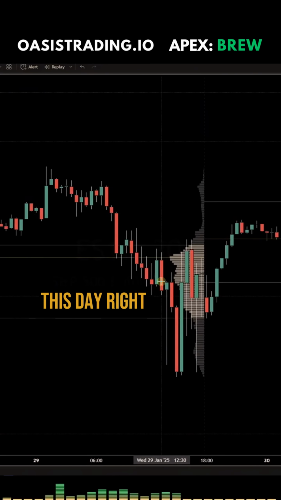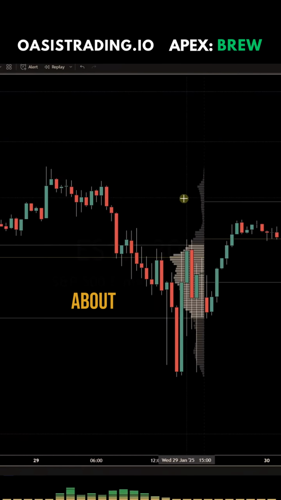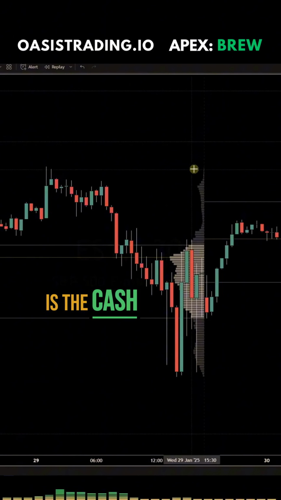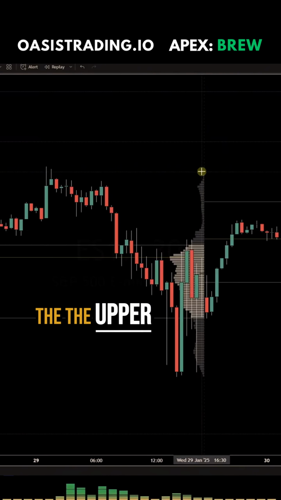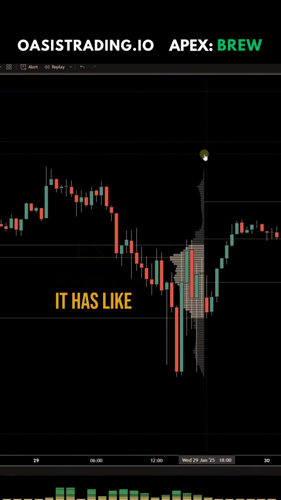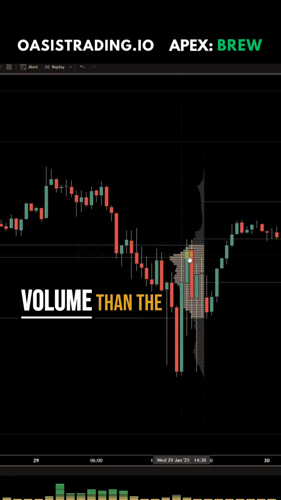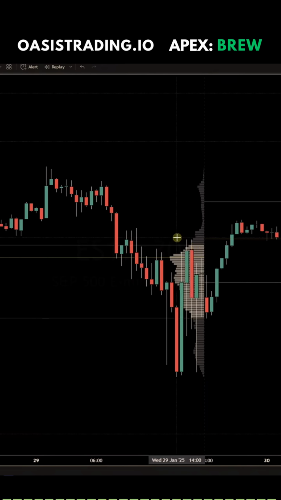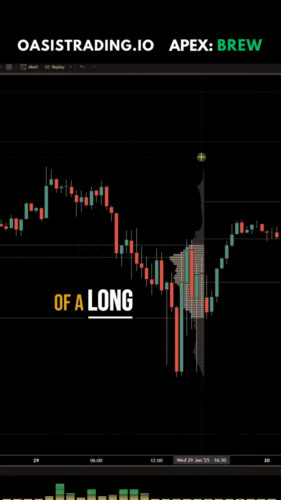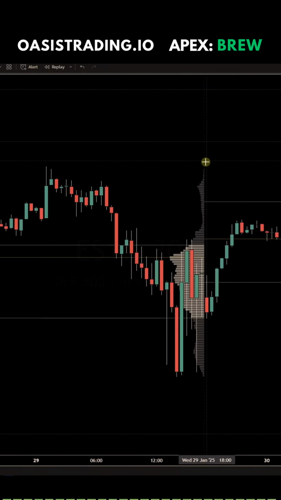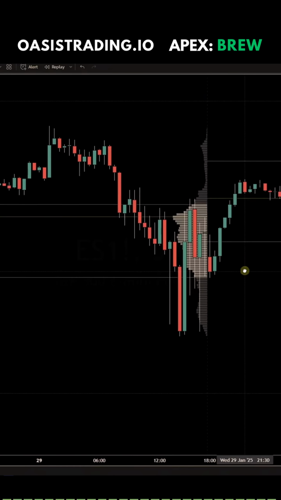Kind of like this day right here. So if you think about, let's just pretend like this is the cash profile. If you see the upper tail here, you see how it has way lower volume than the value area? And its entire tail is kind of a long LVN. That would be a proper tail.